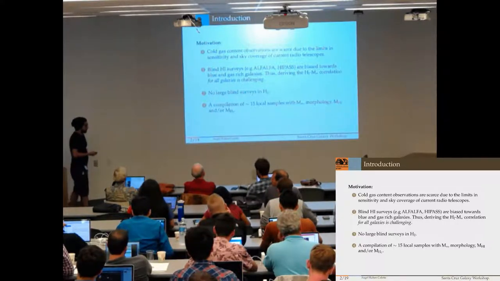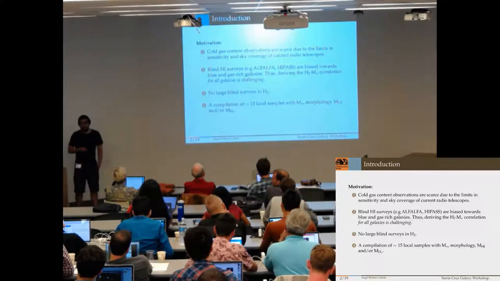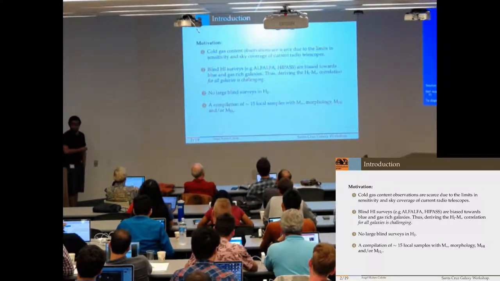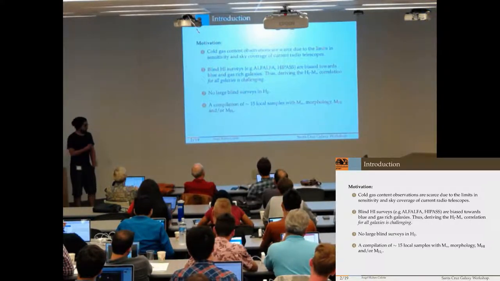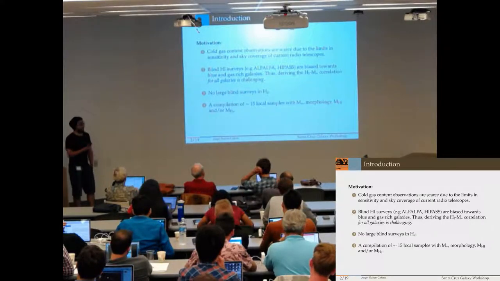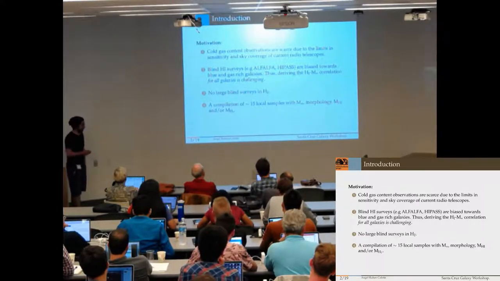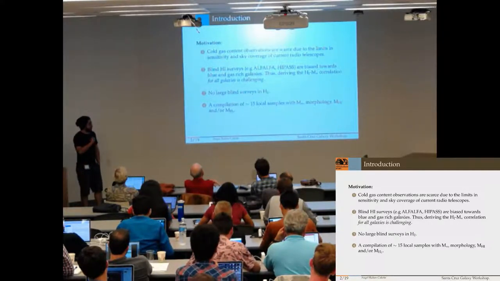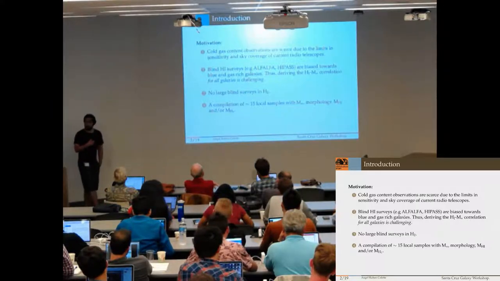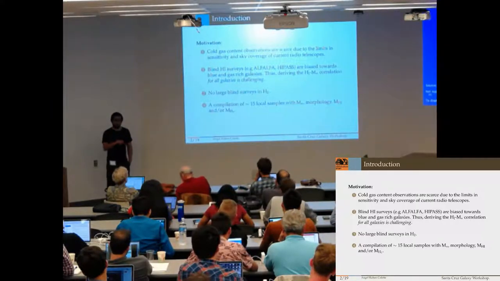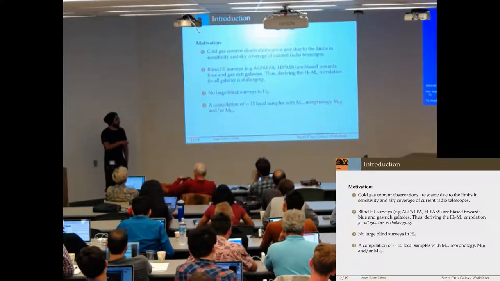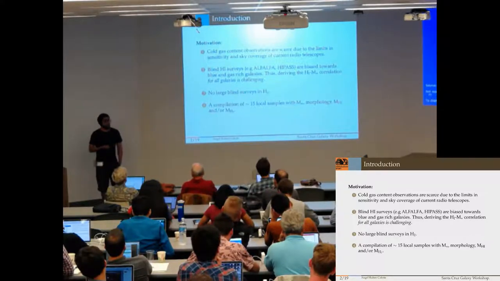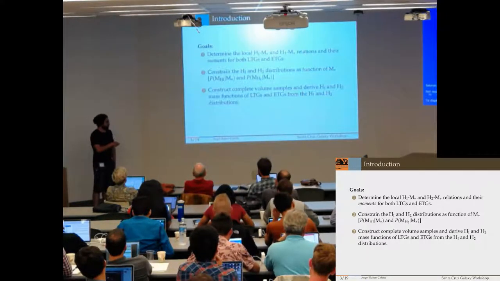So our aim here is, given that at the moment there are no complete and homogeneous surveys in radio, that in the near future facilities like SKA, the Square Kilometre Array, will be more in line with the optical surveys. Right now, we aim in this work to compile the current information about 15 local samples with information regarding stellar mass, morphology, H1 and/or H2.